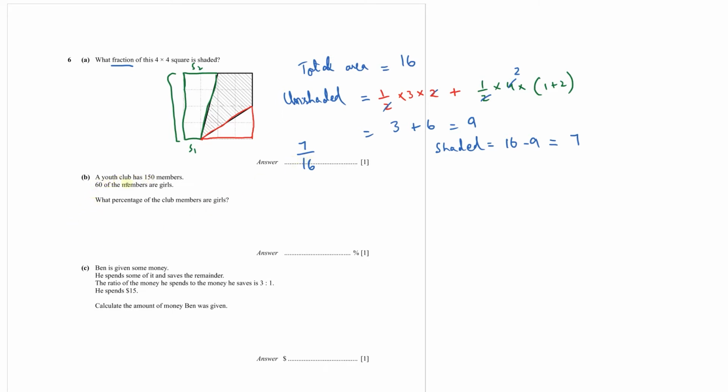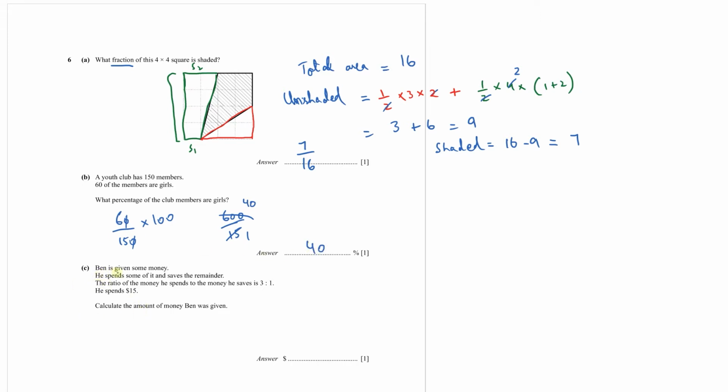Part B is a youth club has 150 members, 60 of the members are girls. What percentage of the club members are girls? So 60 out of the 150 are girls. To find the percentage, you multiply it by 100. I can cancel out this 0 with this 0. I will get 600 over 15. I can divide it by 15. 15 times 4 is 60, and then the 0. So 40% of the club members are girls.